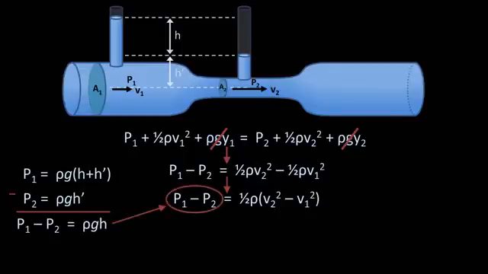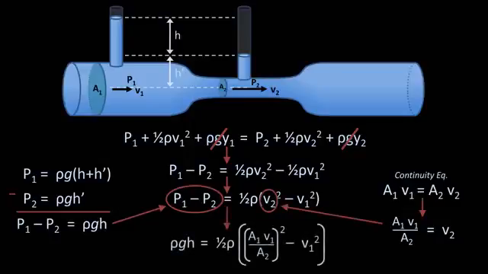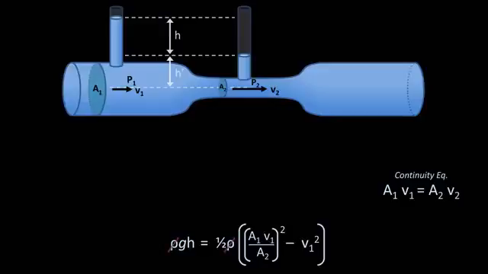The next major trick to achieving the solution to this problem is to remember the continuity equation: A1 times V1 equals A2 times V2. Solve for V2 and substitute that in here. And with these two substitutions, we are left with this. Density cancels, and everything that is left is either given or is what we are solving for.